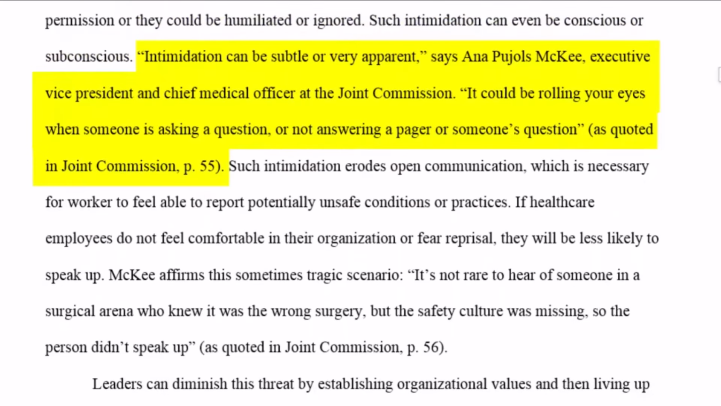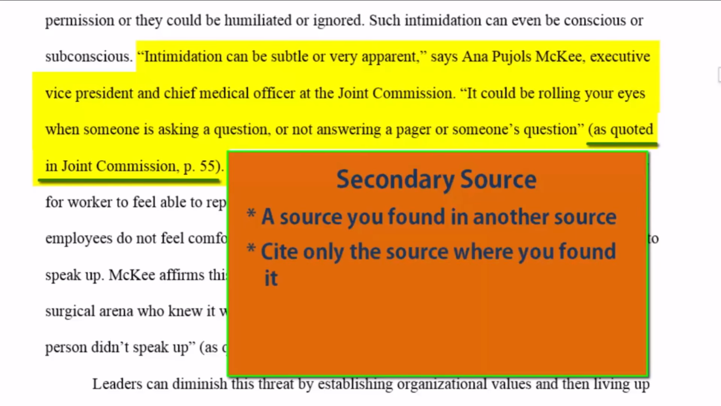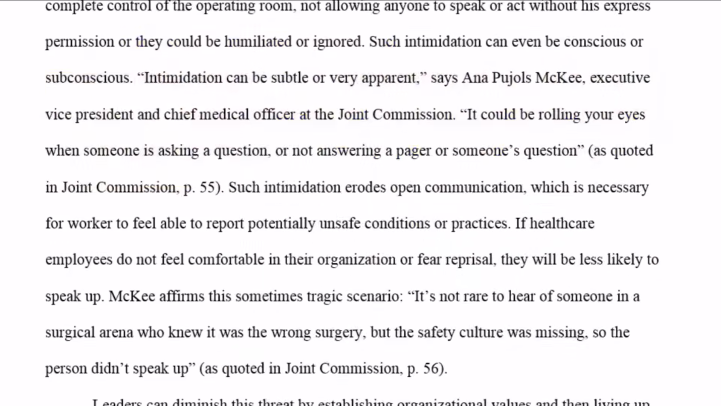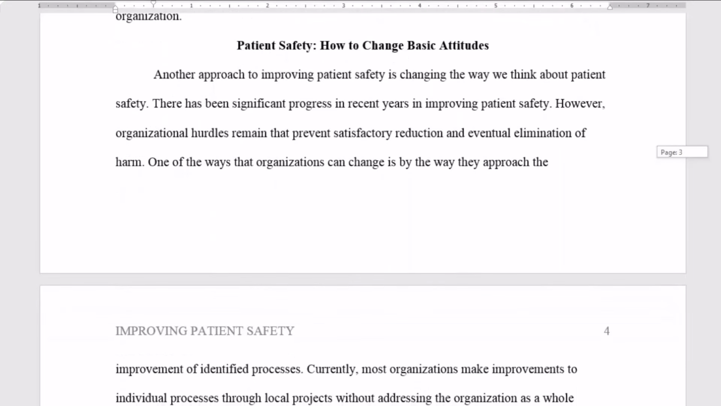By the way, this quote from McKee serves as an example of how to use a source that you found in another source, sometimes called a source within a source or secondary source. And the answer is, you always cite the source where you found it. In this case, Marcellus found the quote by McKee in the source Joint Commission, and that is what he cites in the in-text citation.